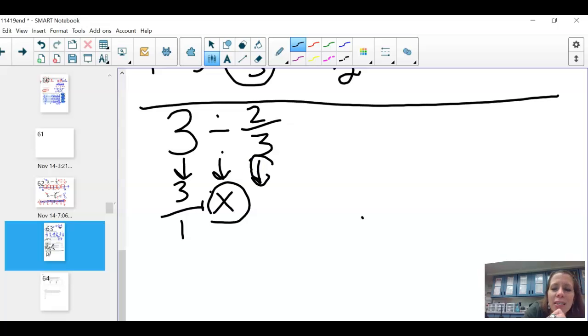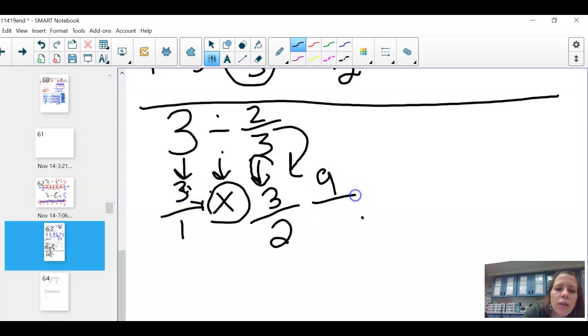Yo quiero el recíproco. If I'm changing this to multiplication, I have to change this to the reciprocal. I can't cross cancel. 3 por 3 es igual a 9. 1 por 2 es igual a 2.